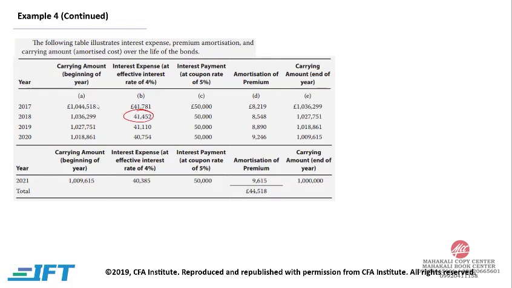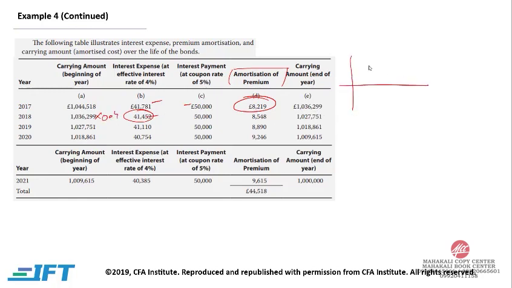So the carrying amount initially is 1.044518 million. This is our interest expense. We paid 50,000. So not only did we pay the interest expense, we also paid some amount of premium. This is the amount of premium we paid. This is your amortization of premium. Carrying amount from 1.044518 would be reduced by 8,219 to 1.036299 million. So the next year interest expense would be carrying amount multiplied by 0.04, and this is what we get.